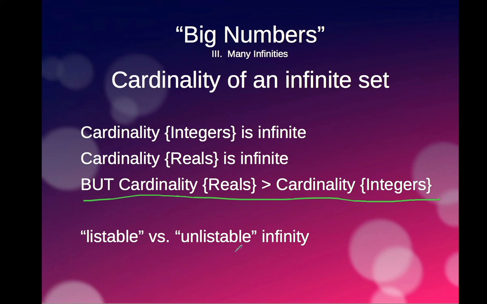Super weird. So if you can't list it, we call this listable versus unlistable infinity. Listable means you can at least start doing it. This is the cardinality of the integers. And then over here, unlistable is the cardinality of the real numbers, as in we can't even start writing them down because we will always have to go back and get something else.